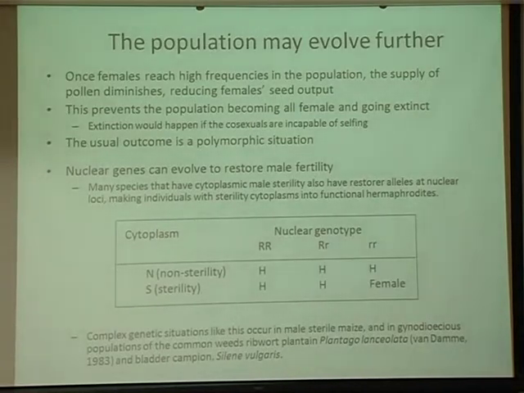When you have a polymorphic situation, though, a quite surprising result, at least at first sight, is that nuclear genes can restore the male fertility. A mutation at a nuclear locus that restores male fertility, even if you have the sterility genotype of your cytoplasmic genome, can spread. So it's funny. Sterility mutations can spread, but then something which restores fertility can also spread.